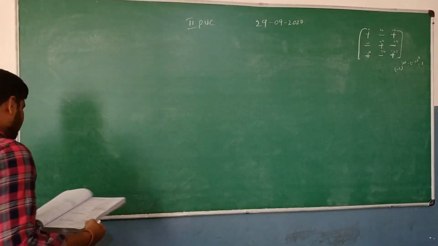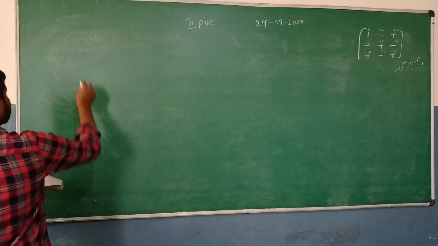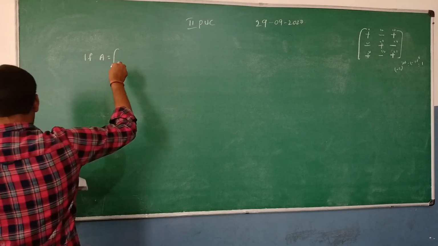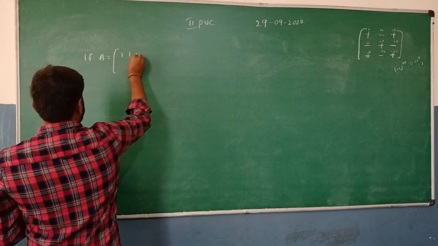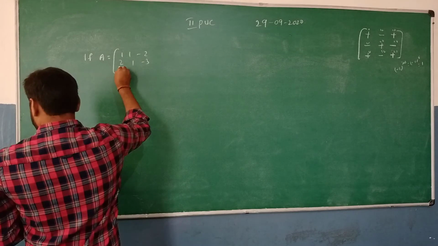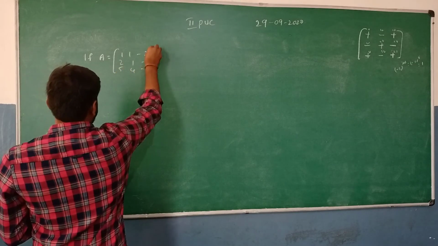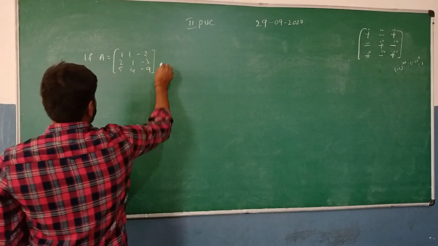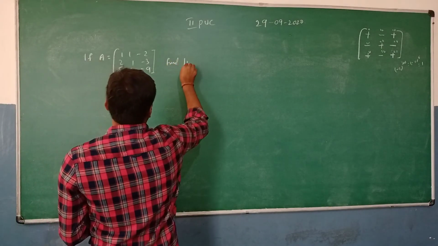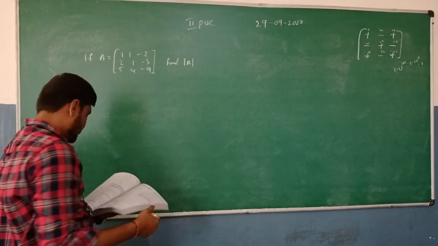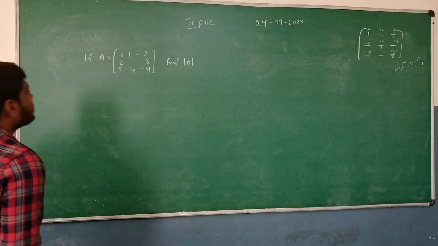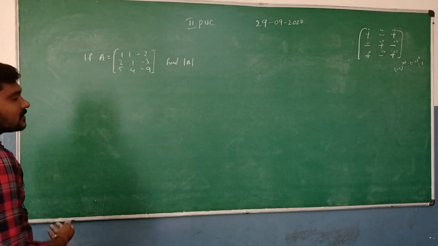Okay, the next problem. If A is equal to 1, 1, -2, 2, 1, -3, 5, 4, -9, find the determinant of A. This is also similar to the previous one.